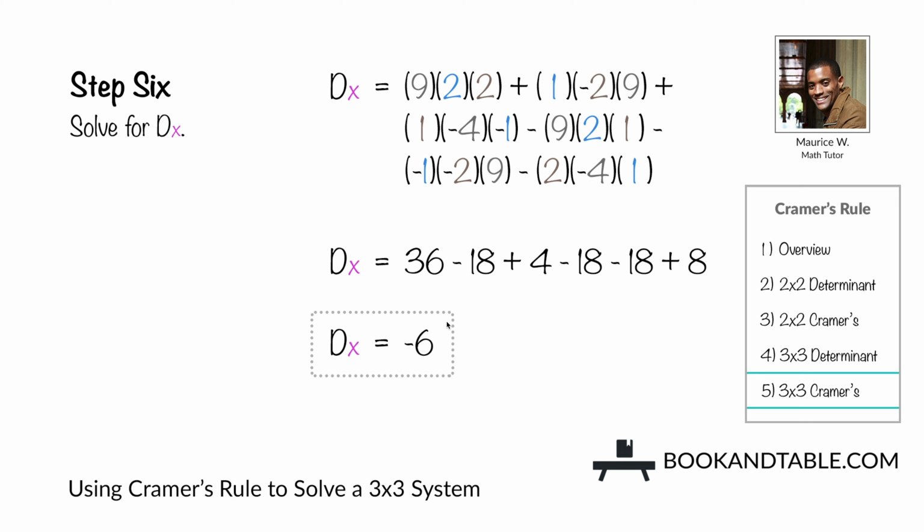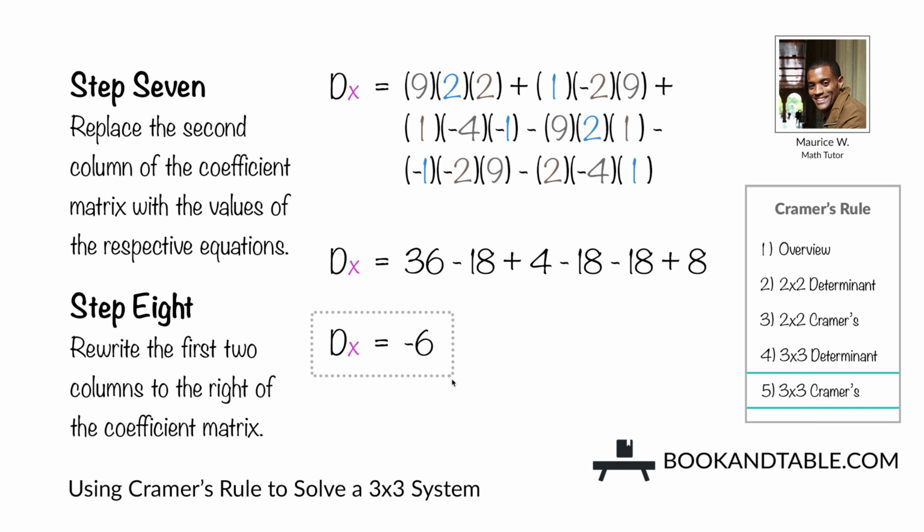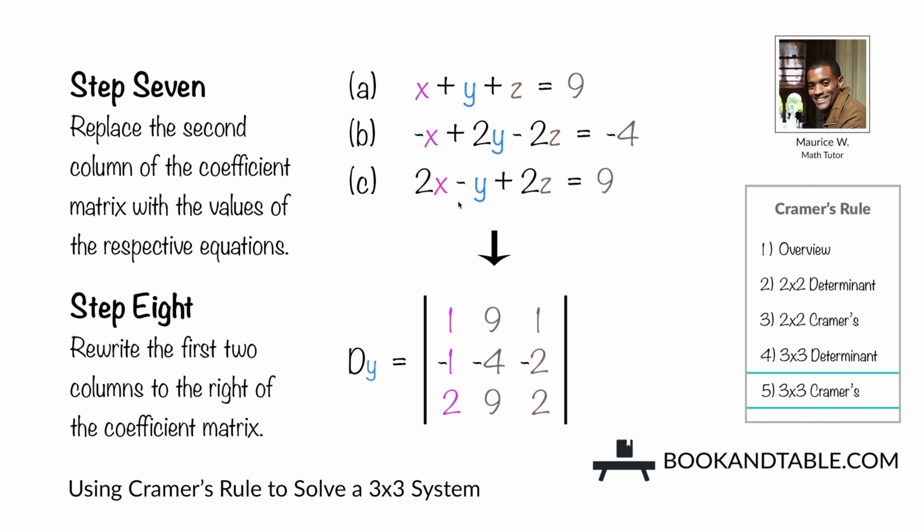So we find that dx is equal to negative 6. And now we can put that to the side and focus on finding dy. So we want to go back to our 3 equations. In step 7, replace the second column of the coefficient matrix with the values of the respective equations. So we go to the second column where we normally find the coefficients of our y terms and replace these coefficients with 9, negative 4, and 9.